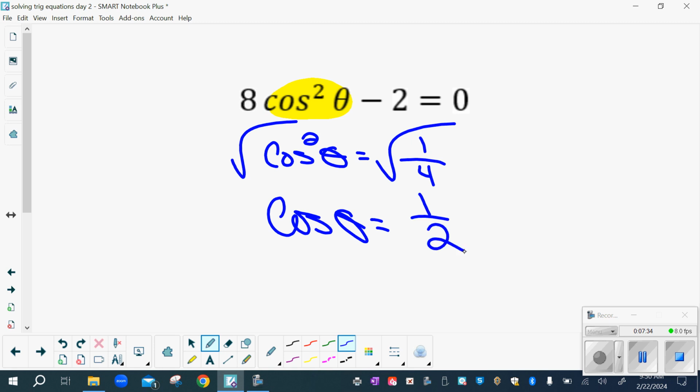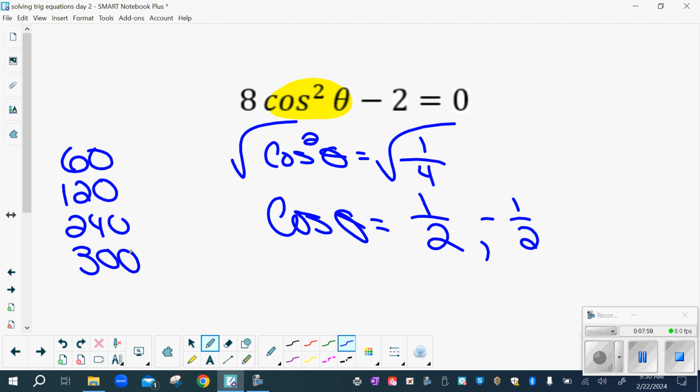But I'm not quite done yet. I also know it could also be negative 1/2. So I pull out my unit circle. And anywhere cosine is either 1/2 or negative 1/2, I write these down. I think it's 60, 120, 240, 300. As good as it's going to get. Are we good? Okay, that's the 1-parter.